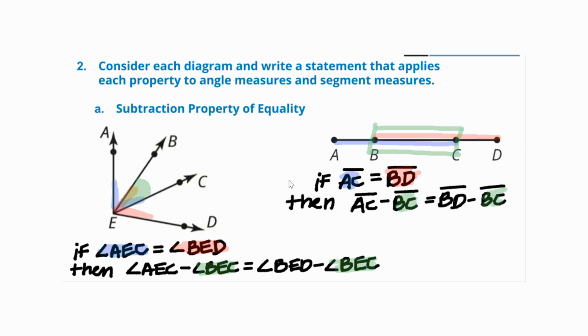Here we're seeing the subtraction property of equality happening for a line segment, saying if AC is equal to BD, then I can take AC and subtract away BC, and that's equal to taking BD and subtracting out BC. Again, we are taking something that is equal and then subtracting out something that I know is equal because it is the same thing. And that's the subtraction property of equality.